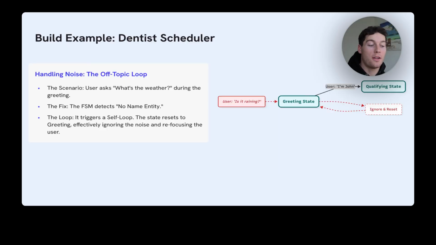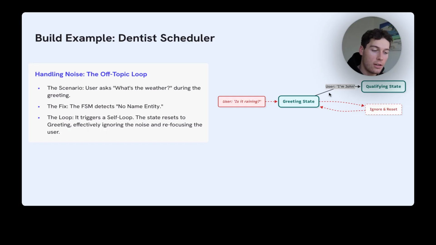Obviously, users don't follow the happy path all the time. They are messy, they get distracted. So what happens if in the middle of the greeting, the user asks, is it raining? In a standard wrapper, the AI would try to answer that. It would hallucinate a weather report, waste tokens, and completely lose the context of the appointment. But in a finite state machine architecture, we handle this within a self loop.